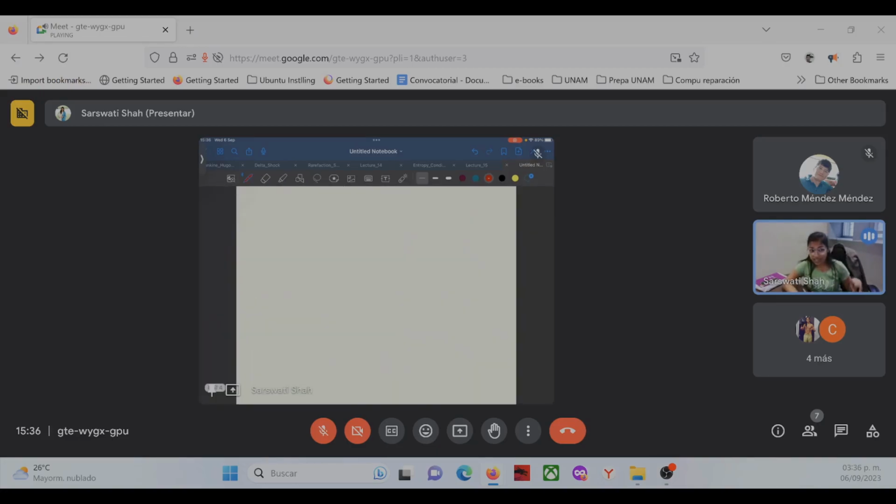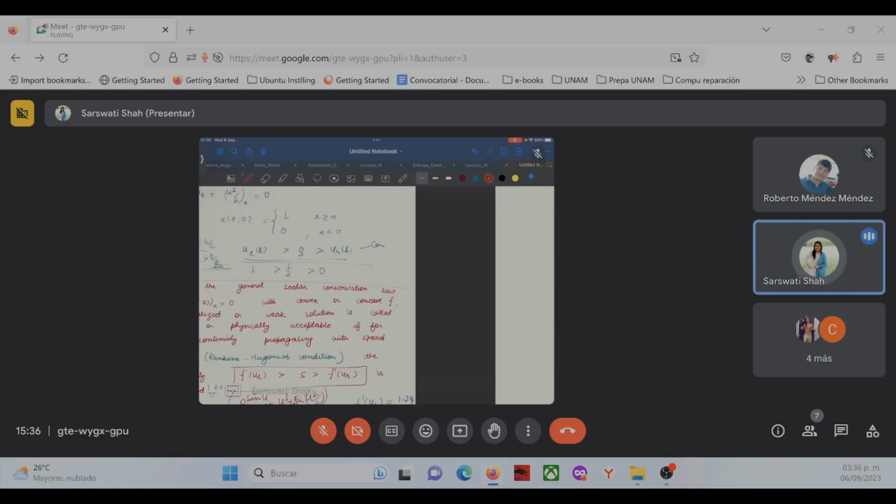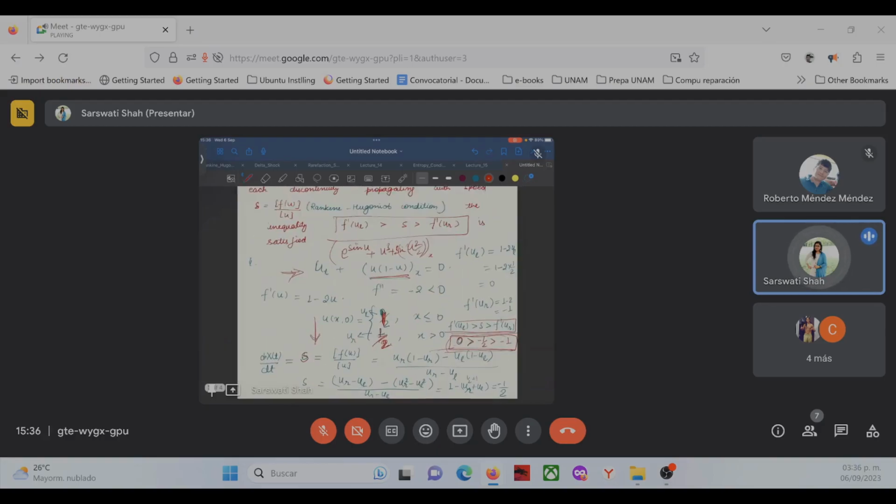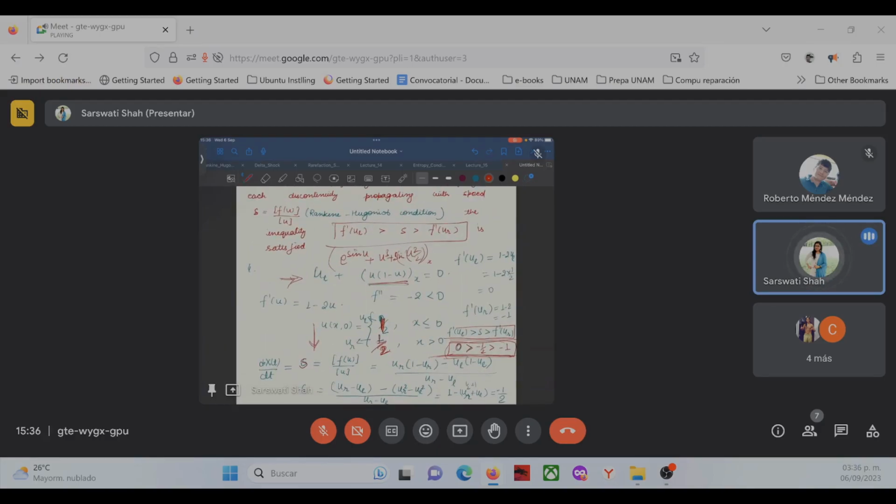Because in one of your assignments, I have asked you to check the entropy condition. I have given that: write the entropy solution. So for the entropy solution, you have to check whether that solution is satisfying this condition or not: f'(ul) is greater than s.